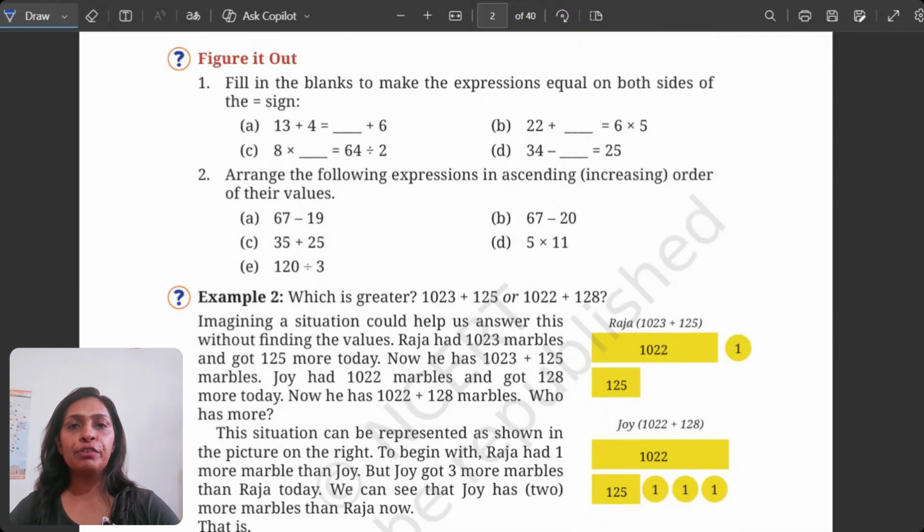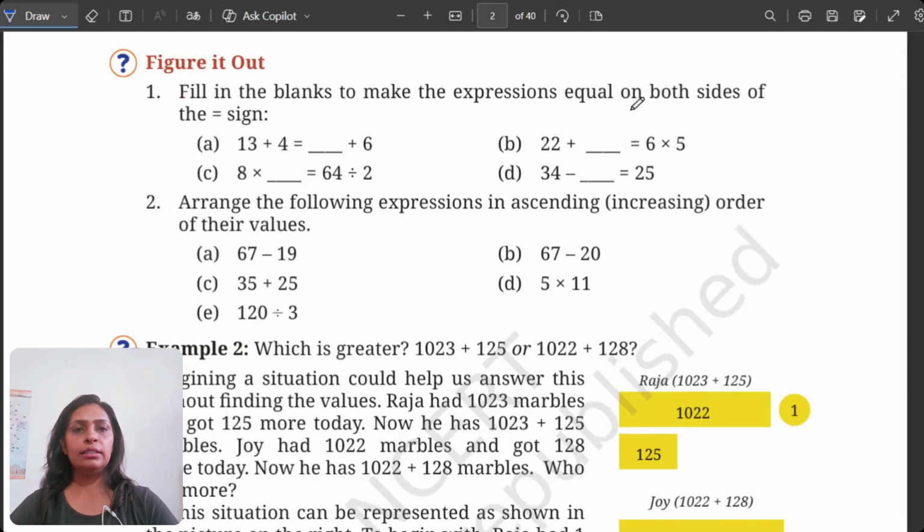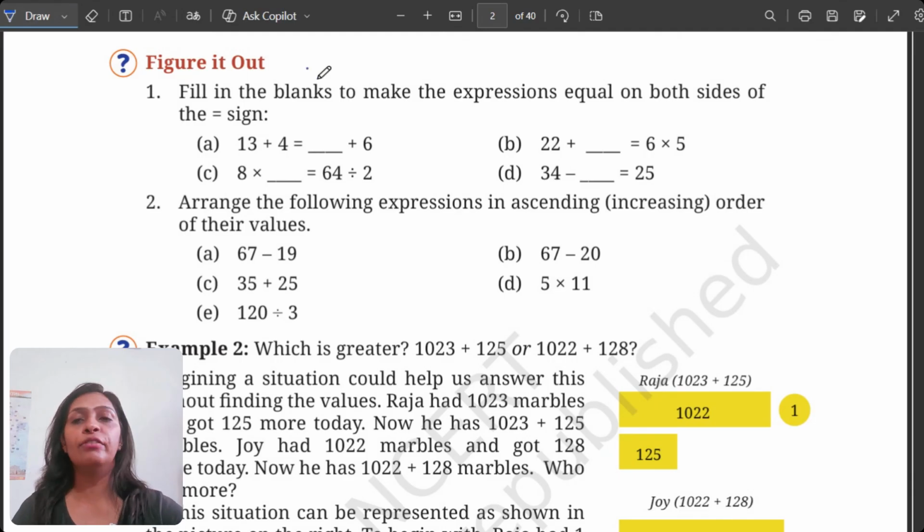Now let's explore this together and see if we can get the answer. We have to fill in the blanks to make the expressions equal on both sides of the equality sign. Before proceeding, we should know that whenever we have an equality sign, we have something to the left of it and something to the right. So we have the LHS and the RHS.